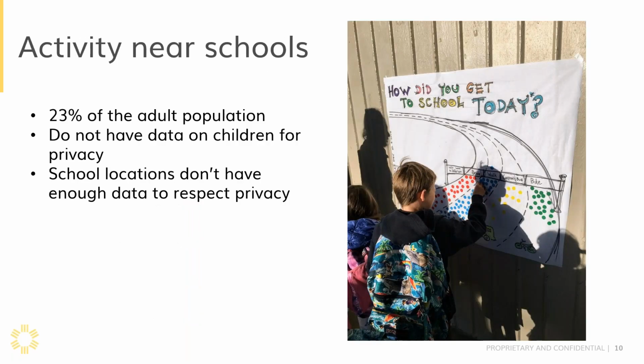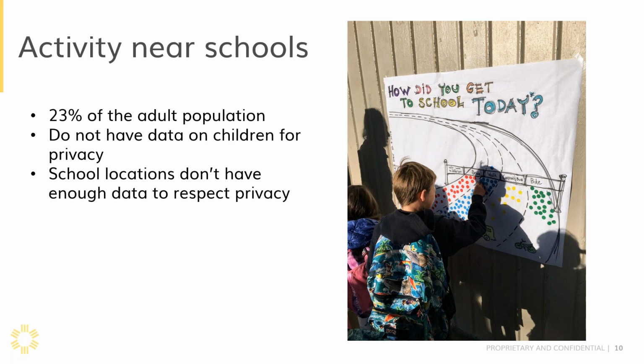There is an exception to that, and particularly important to this group is privacy is extremely important to us. And so we don't have any data for children. And so, as I mentioned, we have 23% of the total adult population, but we don't have any for children, and that's because of privacy, we need a respect for children.